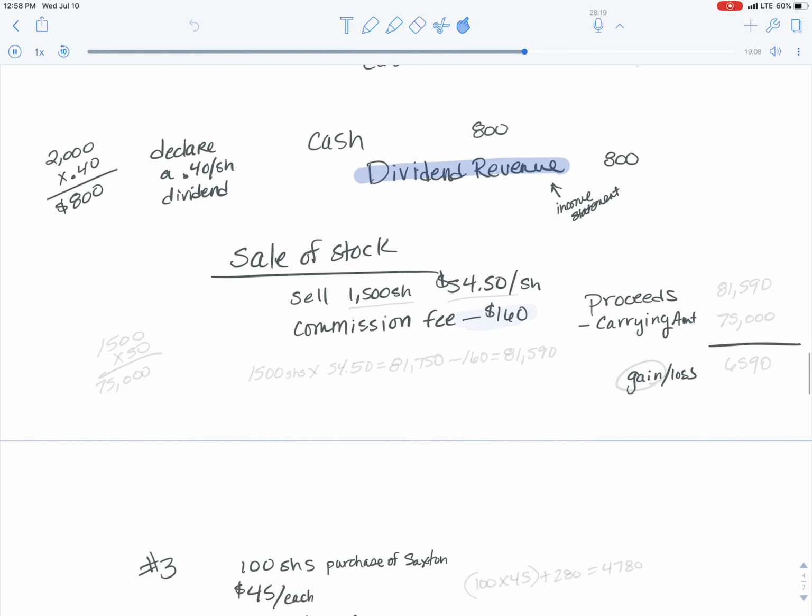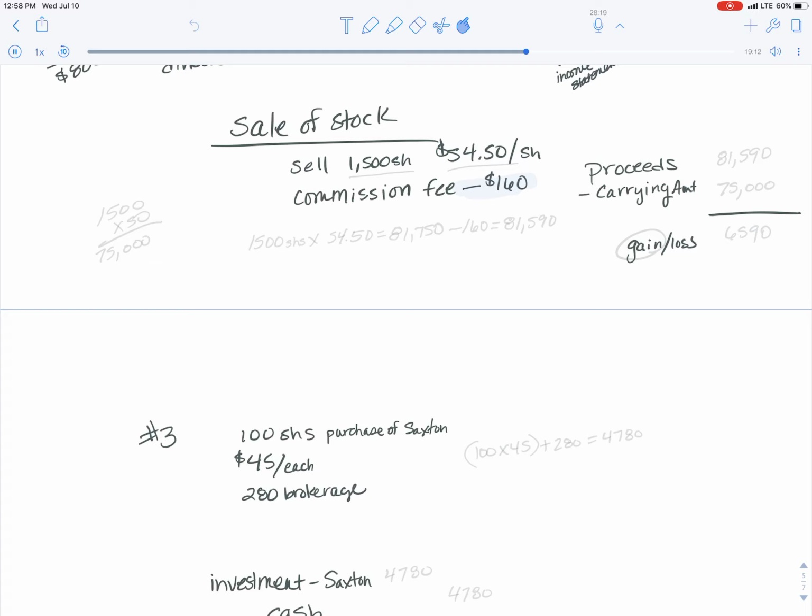Now let's see what happens when we sell our stock. Okay, so let's say we sell 1,500 of our 2,000 shares, and we sell them for $54.50. When you sell a stock, you subtract the commission from the proceeds. So let me see, how much are our proceeds? Well, we have 1,500 shares that we sold for $54.50. So that's $81,750. Now, because we're selling this time, we subtract the commissions. We actually won't get to keep that cash. We have to pay commission. And so that works out to be $81,590. That's our proceeds.